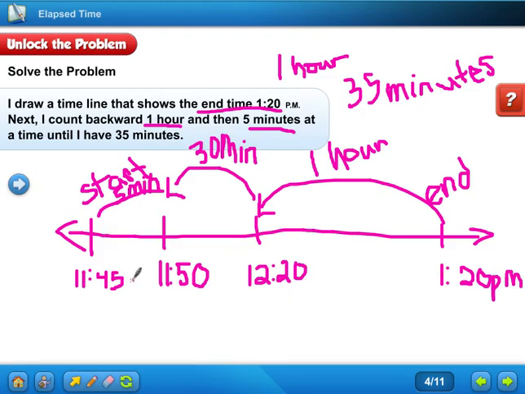What would this be? AM or PM? This would be AM.